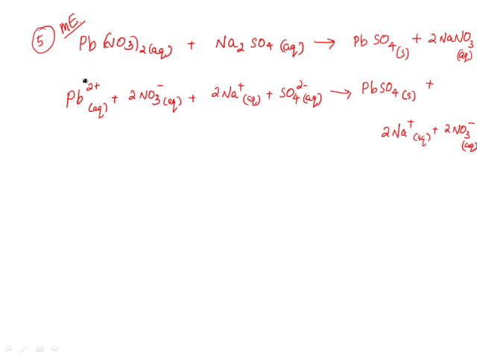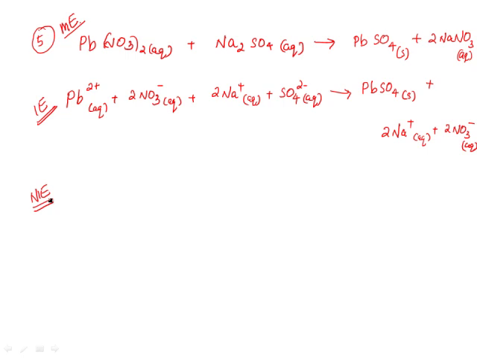What do we call this equation? This is your ionic equation because everything aqueous has been split into its ions. Now you want the net ionic equation. How do you get net ionic equation from ionic equation? What do you need to do? Cross out the spectator ions.